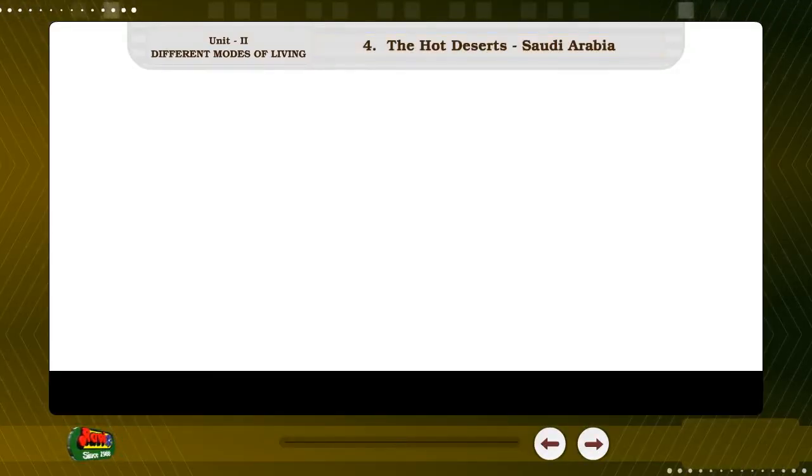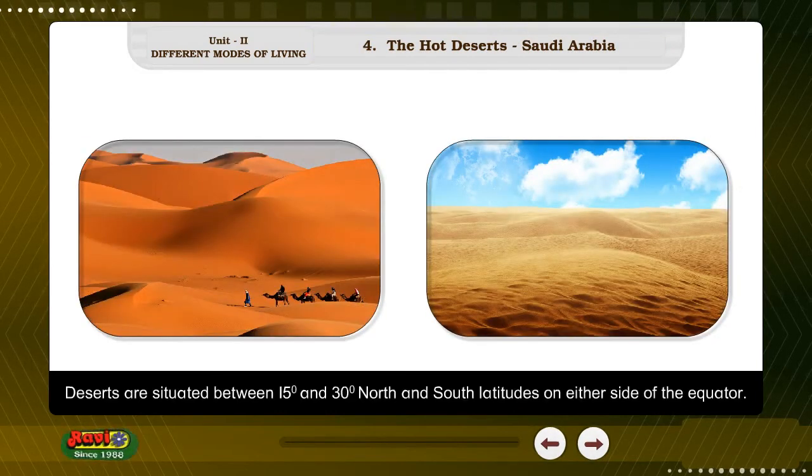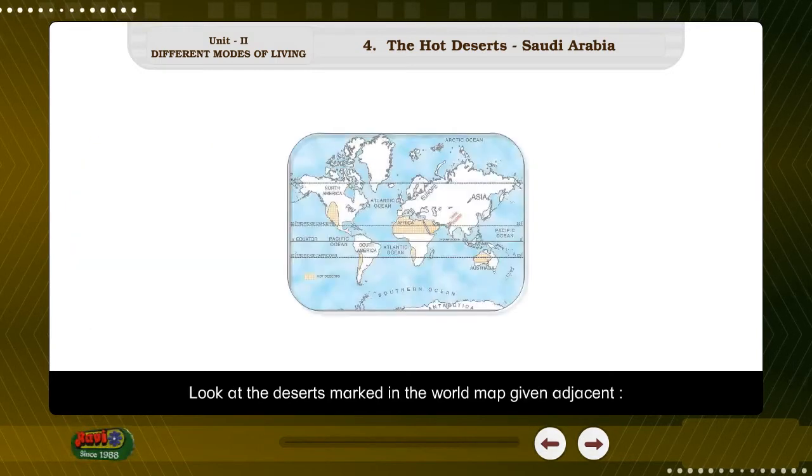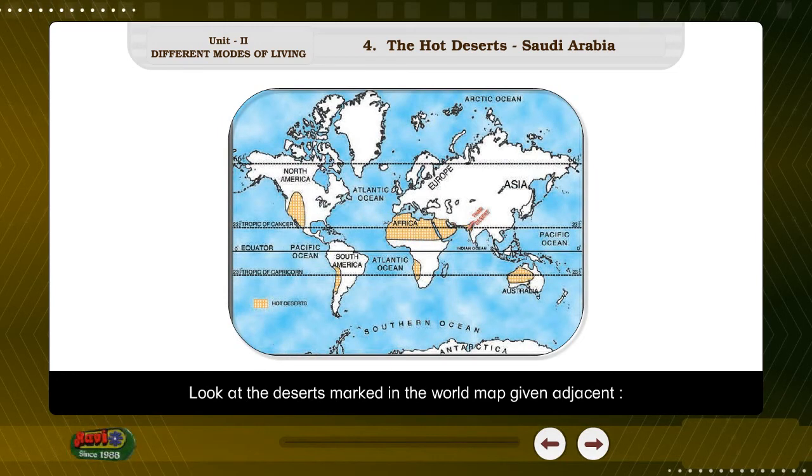4. The hot deserts, Saudi Arabia. Deserts are situated between 15° and 30° north and south latitudes on either side of the equator. Most of the deserts are on the western margins of the continents. Look at the deserts marked in the world map given adjacent.